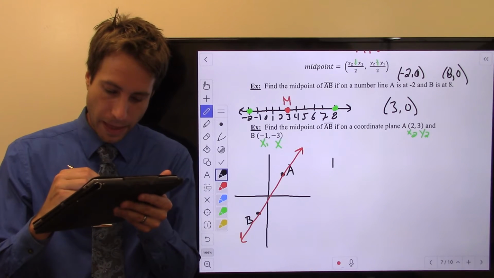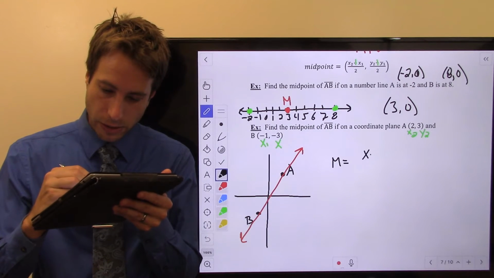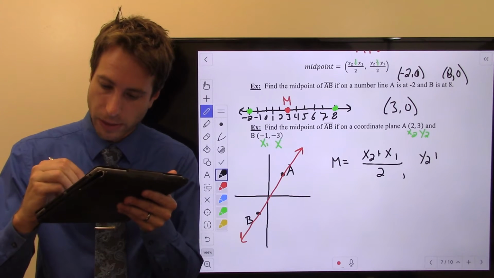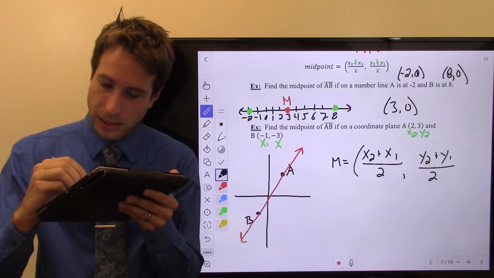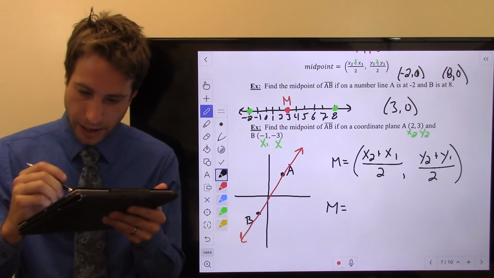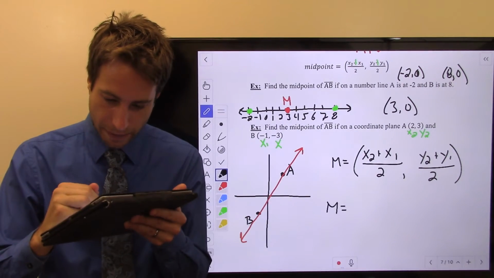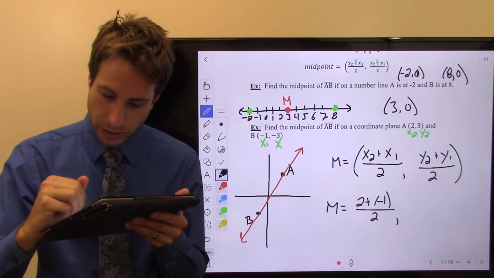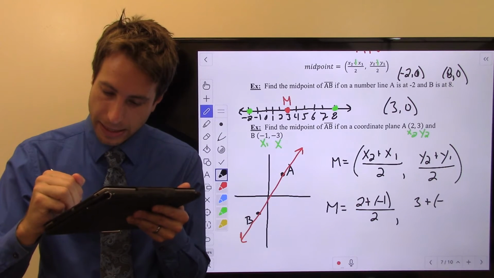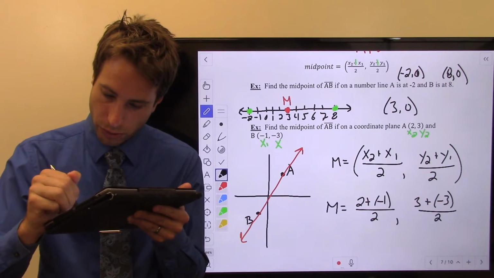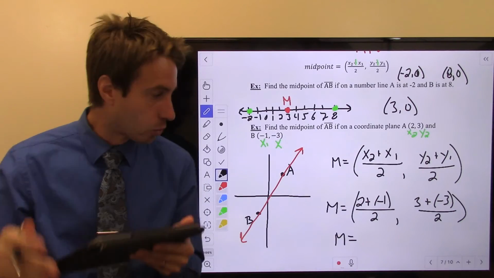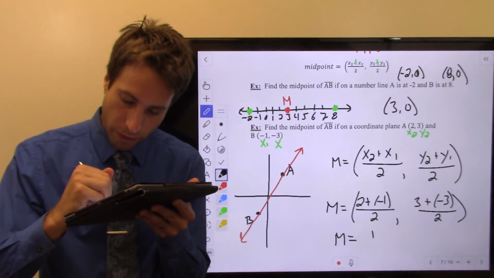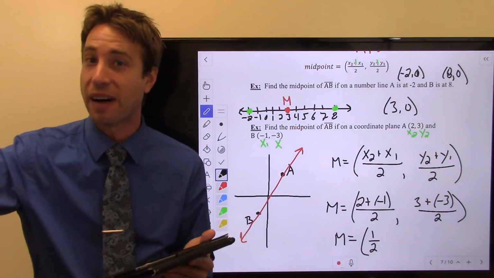Here we go. M is equal to (x2 plus x1) over 2, comma, (y2 plus y1) over 2. Guys, plug and chug, don't fat finger something on your calculator. Here we go. I have 2 plus a -1 all over 2. I have y2, which is 3, plus a -3 all over 2. M is equal to 2 minus 1 is going to be a 1, so that'll be 1 over 2, or 1/2, 1 divided by 2.